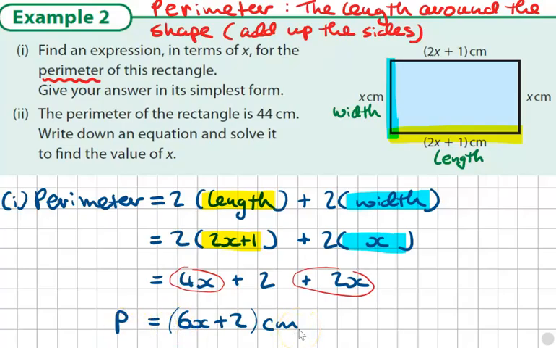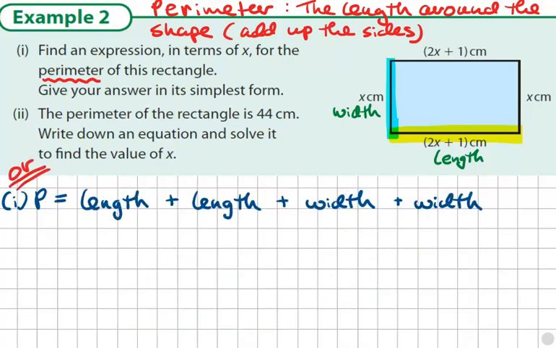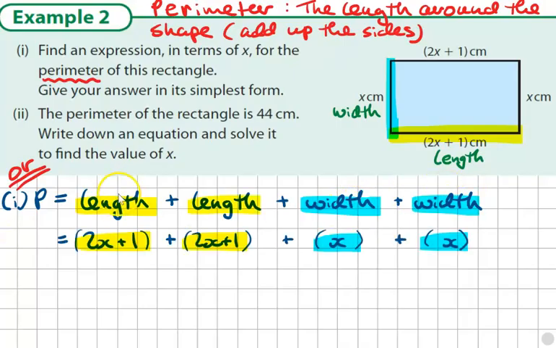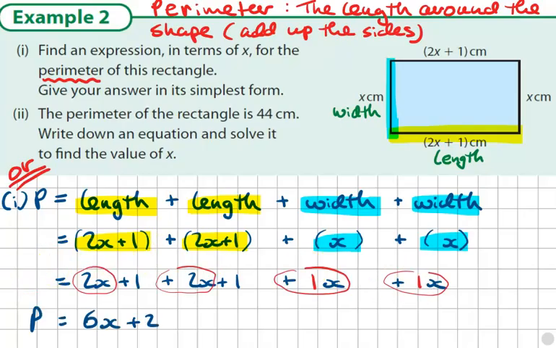I'm just going to show you a different way you could have done part 1. Instead, you could say the perimeter is equal to length plus width plus length plus width. So length is 2x plus 1 plus 2x plus 1, and the width is x, so plus x plus x. So I'm just going to get rid of the brackets now in the next step, because we're not actually multiplying anything into the brackets. And then 2x plus 2x plus 1x plus 1x is 6x, and 1 plus 1 is 2. And again, we just stick the brackets around it and stick on cm.